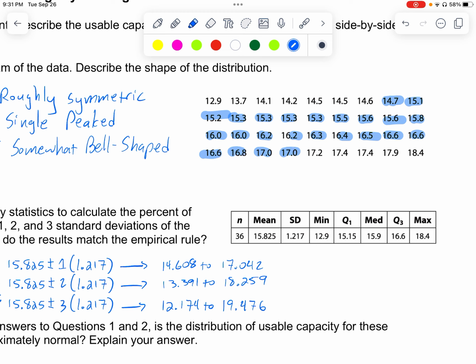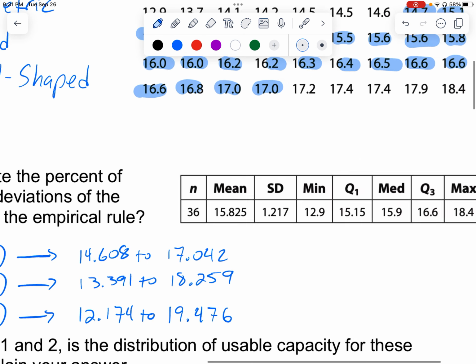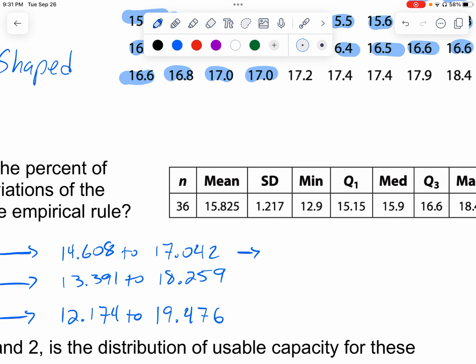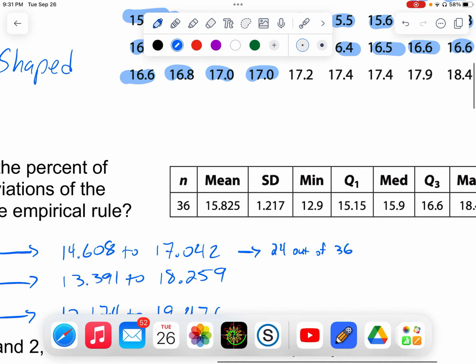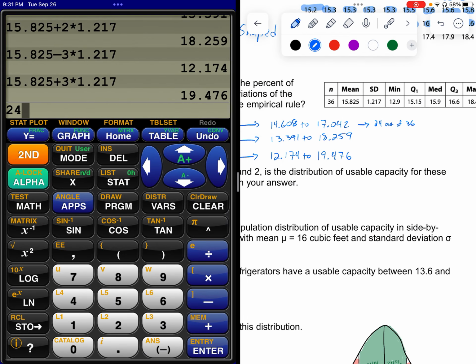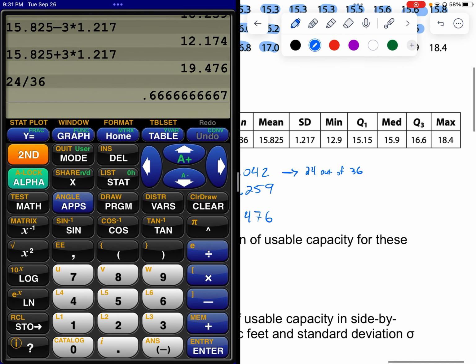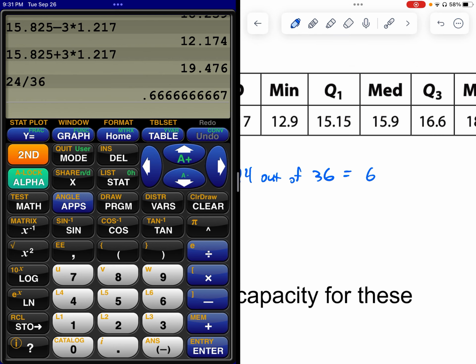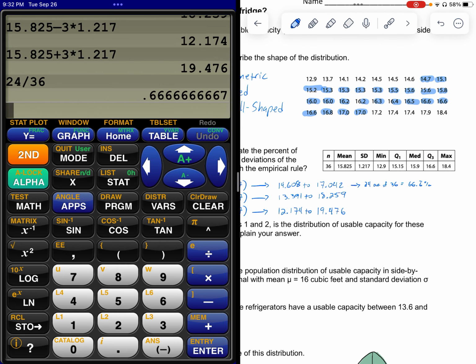To right there. So how many did I just count out? I believe if you count those up, you're going to get 24. Okay. So that is 24 out of 36, because it says right here we have 36 data points. And seeing is believing. What is that percentage? 24 divided by 36. Well, that's 2/3. So that's 66%. 0.6 repeating.